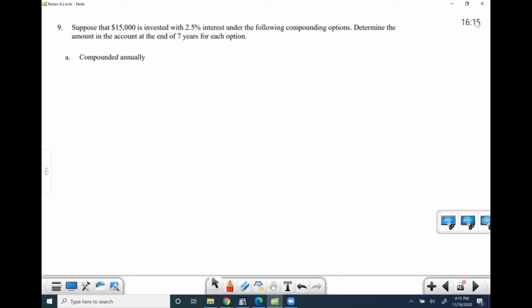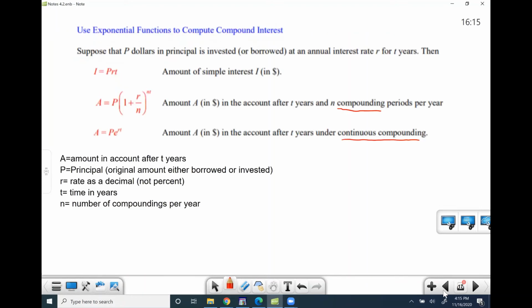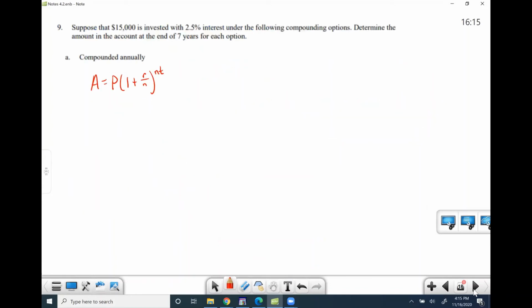So let's go in here. We have our formula, right? This one right here. We're going to need to figure out what each letter is. Okay, let me make sure I wrote it down right. All right. So read through the problem. See if you can tell me maybe what P is, maybe what R is, what T is, and what N is. Do we know any of those? We know R. The rate is 2.5, right? Good.